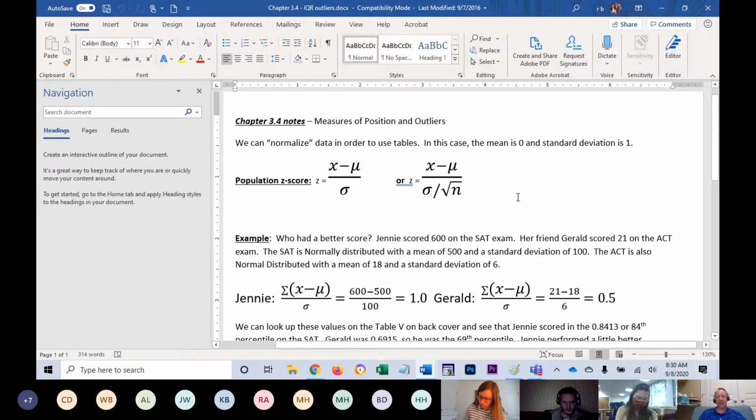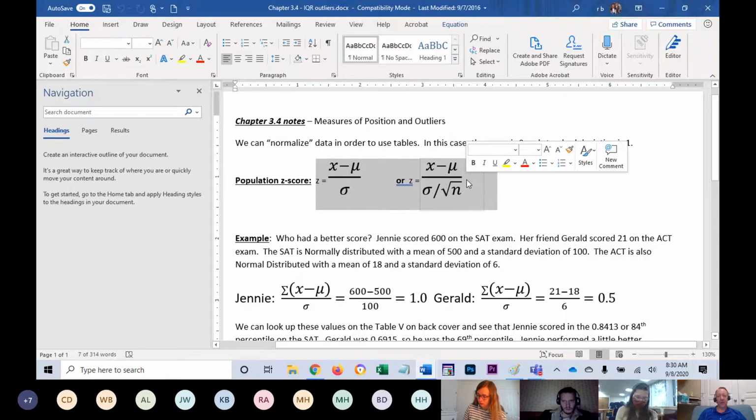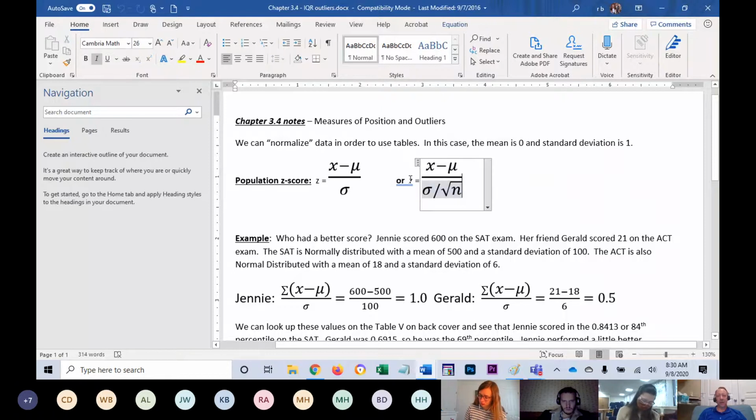Now, when we get to that future chapter, most students are going to say, how do I know which formula to use? And I'm going to tell you, always use this one, okay?